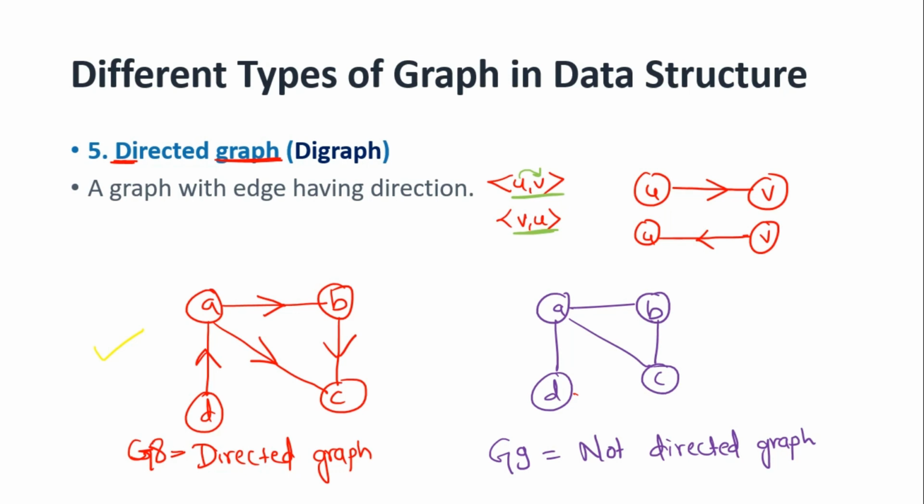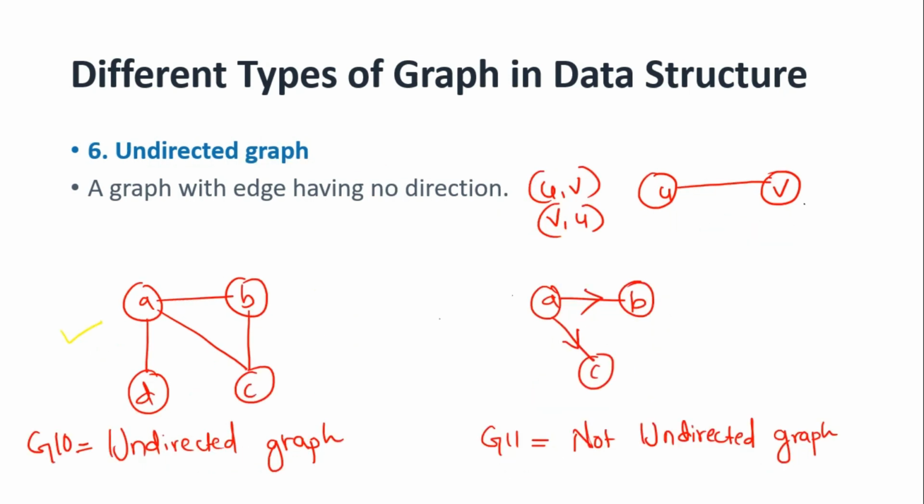And in the other graph, we have all the edges without any direction, so this is not a directed graph. The graph which is not a directed graph is simply called an undirected graph. In an undirected graph, both u comma v and v comma u are represented by a single edge. For example, here on each edge I have no direction, so this is called an undirected graph.